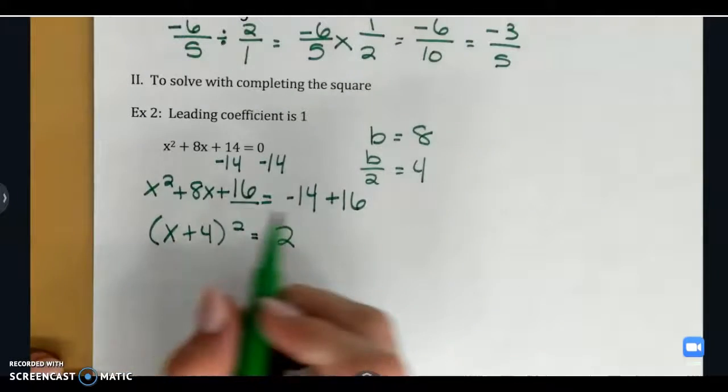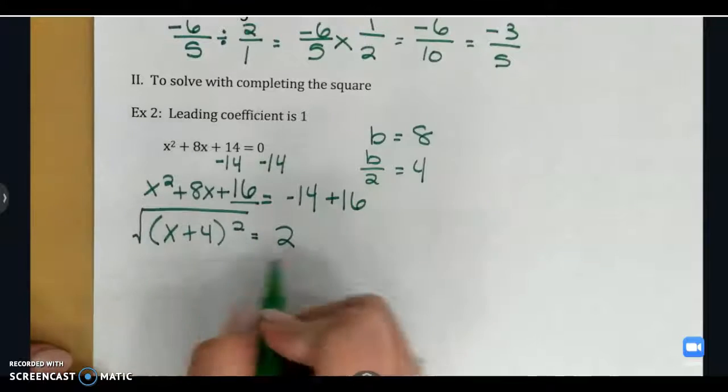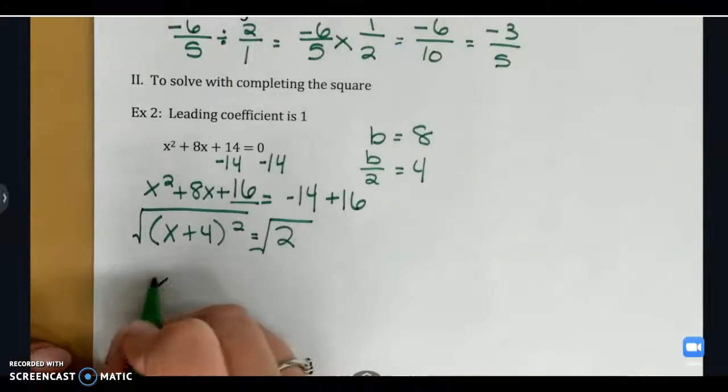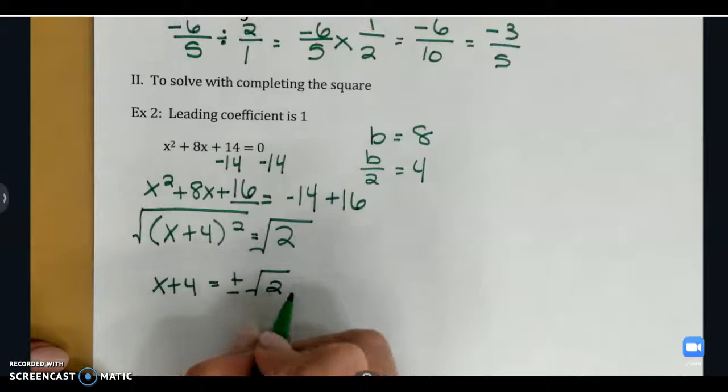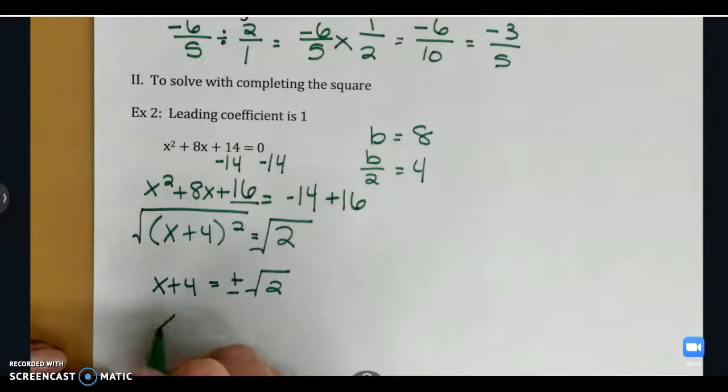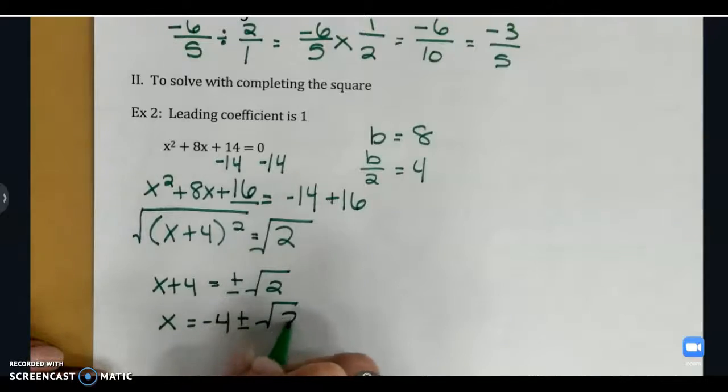Now this is our square root method. This is where that practice comes into play. I'm going to take the square root of both sides. So x plus 4 is positive or minus square root of 2. This cannot be reduced. And then the last step is to move that 4 to the other side.